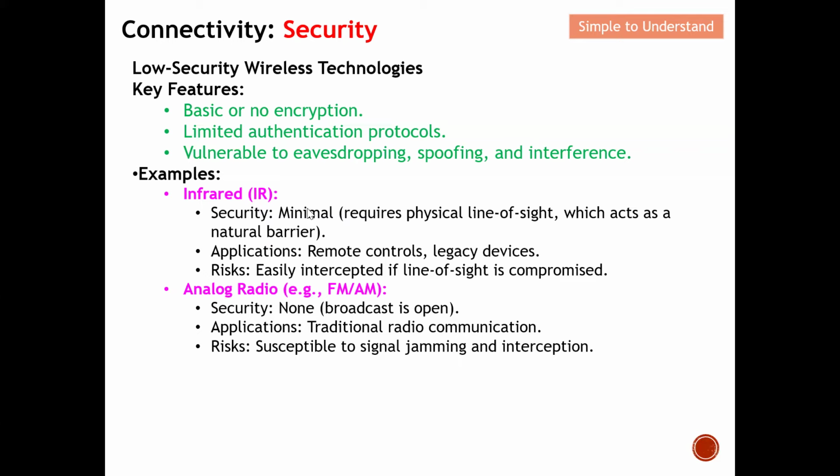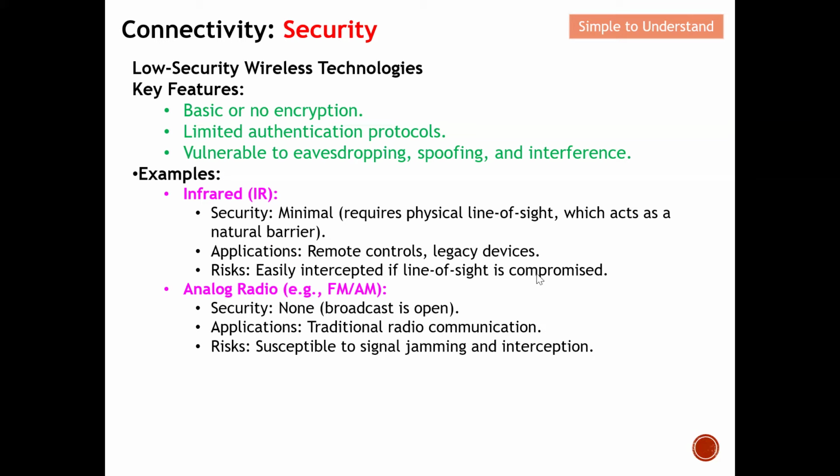So what is the form of security? It is basically the physical line of sight, which means the transmitter can actually see the receiver. For example, when you press your remote control, it is line of sight, so you ensure the data will only be intercepted by the receiver. That's all. So this is one of the low security forms of wireless communication. The application, as I mentioned, will be remote controls and some legacy devices, very old devices. The risk is that the data is very easily intercepted if the line of sight is compromised.